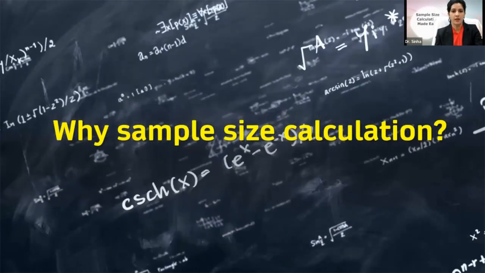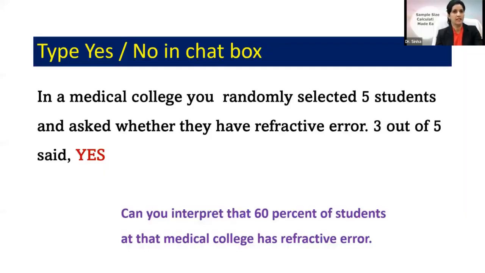Now, in a medical college, you randomly select 5 students, and you ask whether refractive error is there or not. Out of 5 students, 3 have said yes to this question. So the proportion is 60%. Can you say that 60% of the students in that medical college have refractive error? The option is only yes or no. Most of you are answering no. Yes, you are right, we cannot say that only by examining 5 students.